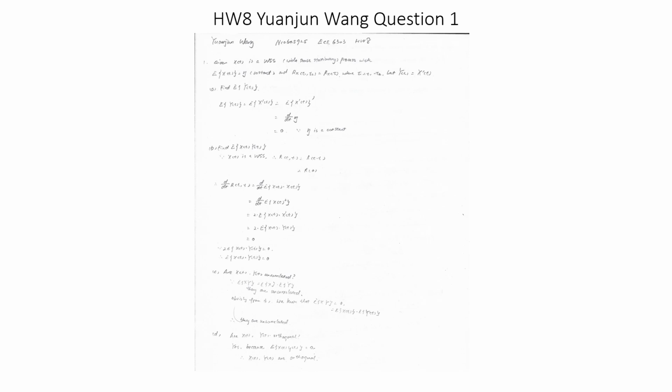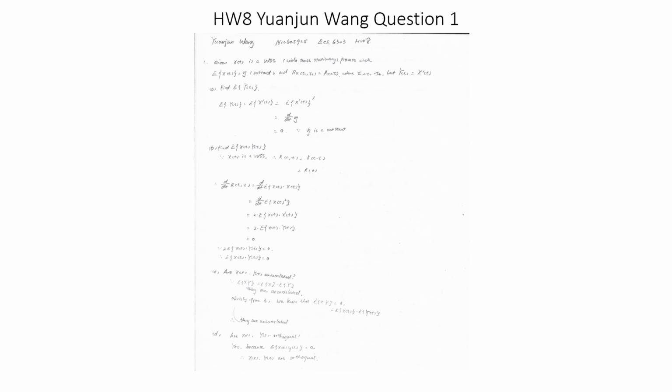C, are x of t and y of t uncorrelated? From the theory, we know that if we want x of t and y of t to be uncorrelated, they have to satisfy that E of x times y is equal to E of x times E of y. Obviously from question B, we know that E of xy is equal to 0, which is also equal to E of x of t times E of y of t. So because of that, we know that they are uncorrelated.